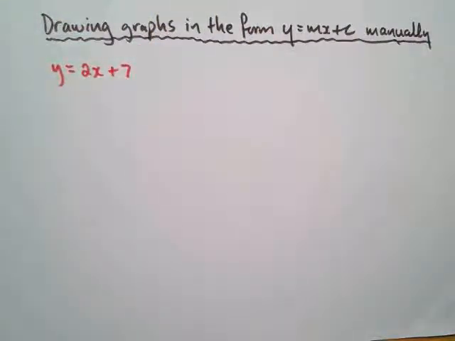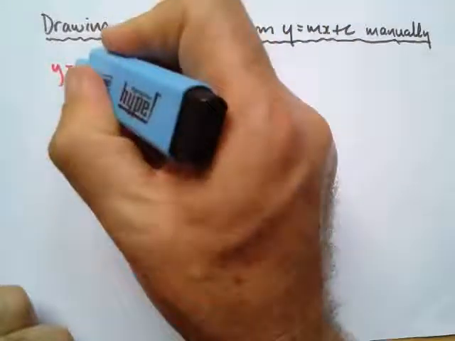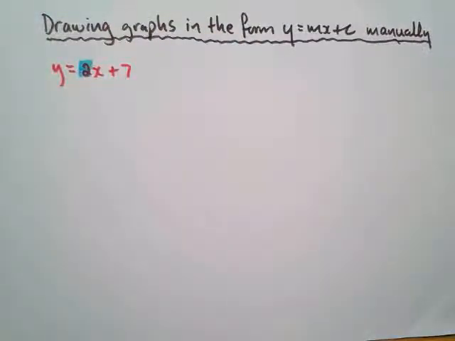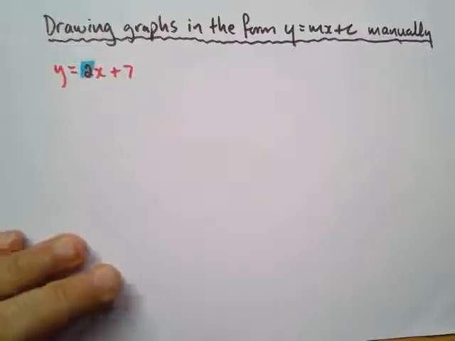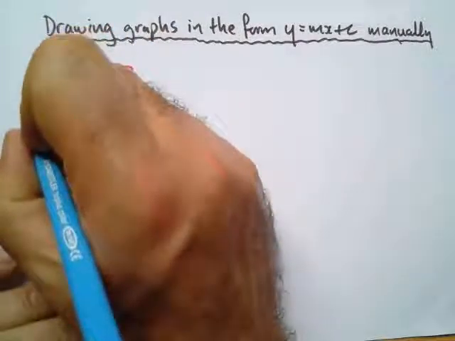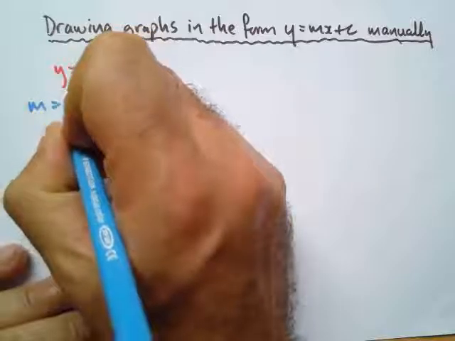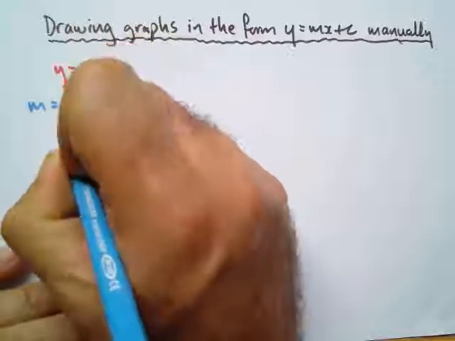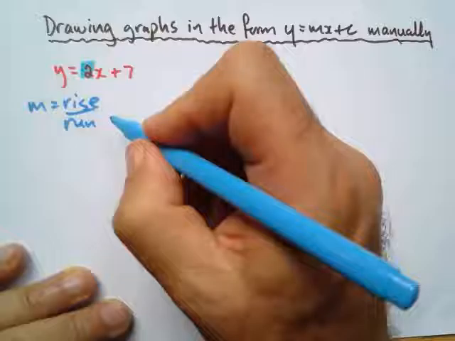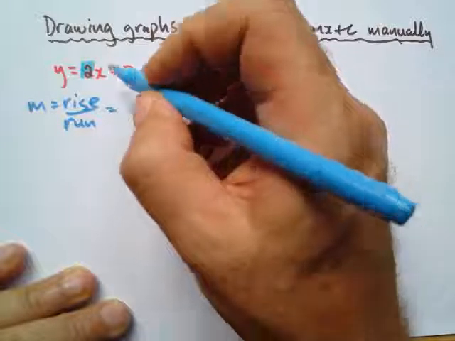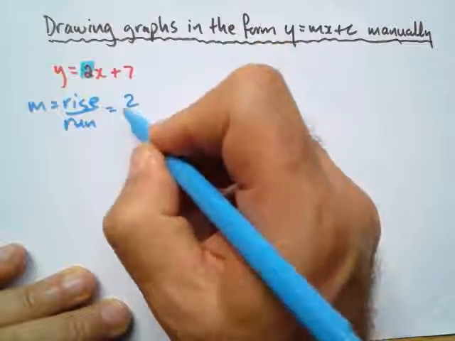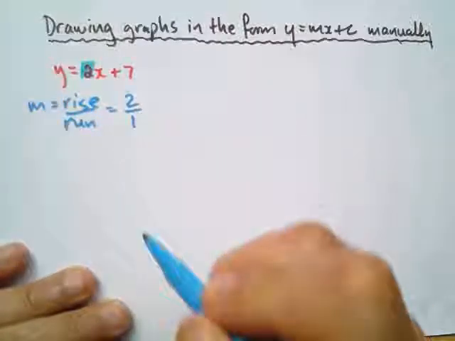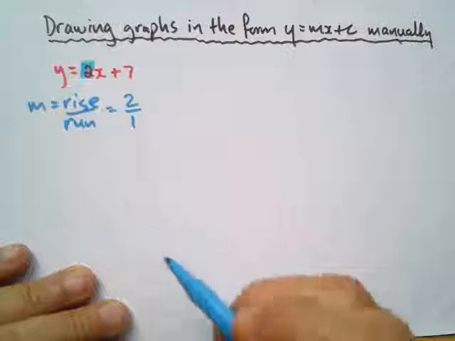The first thing I can do is recognize that 2 is my gradient. So I see that that is my gradient m. So I'm going to say m equals rise over run. I'm going to write it rise over run. I'm then going to say my rise over my run is 2, and because there's nothing, it means 2 over 1. It's positive 2 over 1.